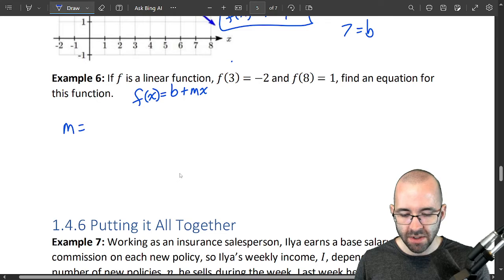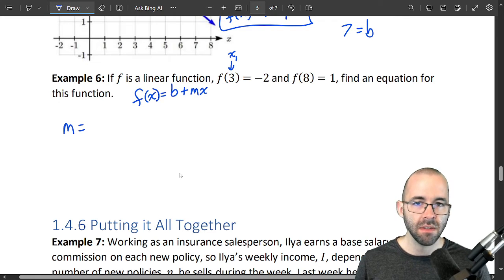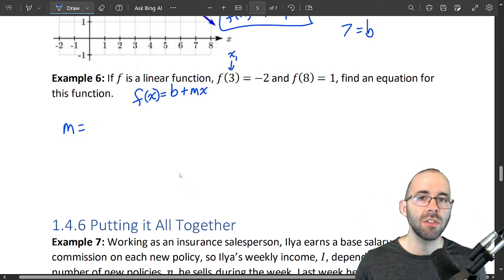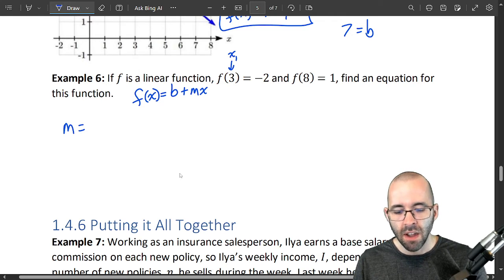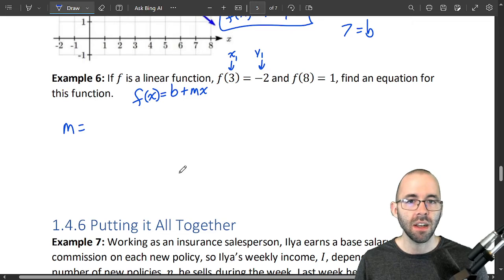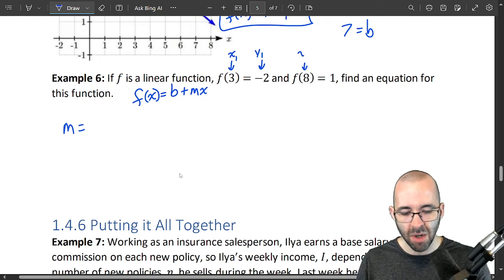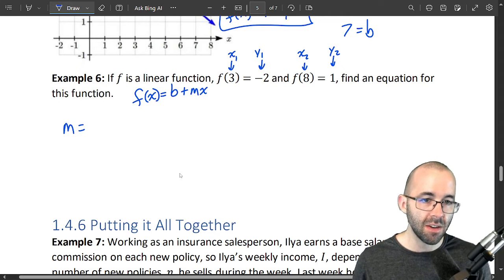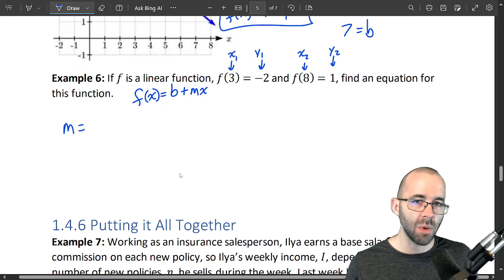Our slope, let's say this is our first input. Even though it's next to the f, remember it's on the input of the function. It's on the inside of the function. 3 is the input. And what does that function spit out? It spits out a -2. This can be our second input, and this is what our second input spits out. When we put that 8 into the function, we get a 1 out.